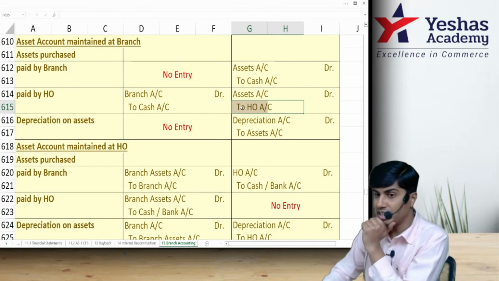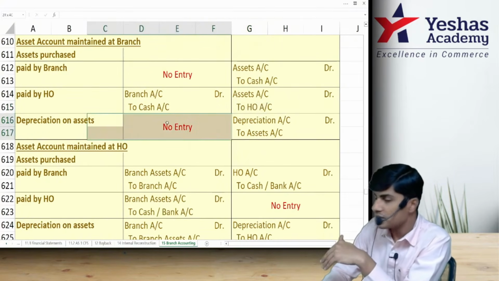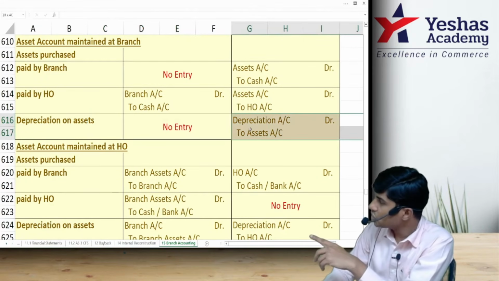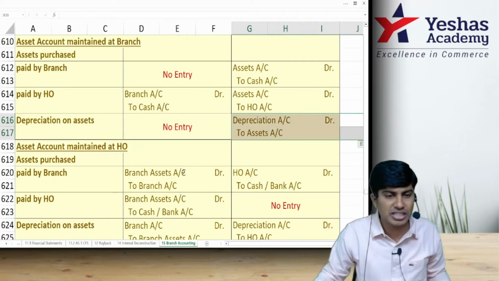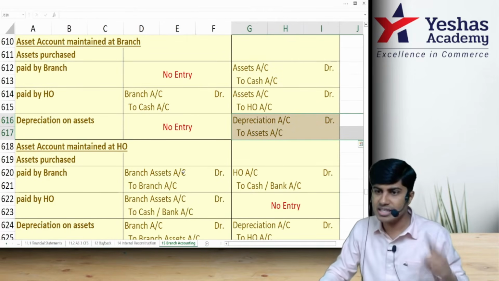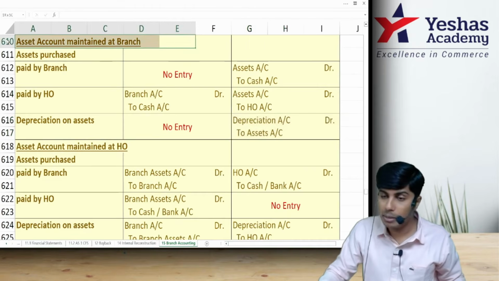And the depreciation entry will not be passed by head office. The entry will be passed by branch. Branch will write the entry depreciation account to asset. Depreciation is debited because it's an expense. Asset account is credited because it is the asset. This is the entry when the assets are maintained by branch.